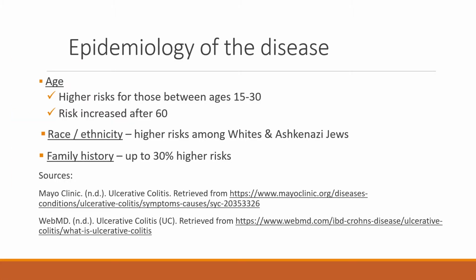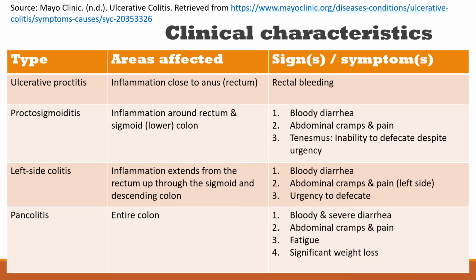The risks for ulcerative colitis are higher for those between ages 15 to 30 and those 60 and above. The risk for ulcerative colitis is also higher for whites and Ashkenazi Jews. Those with a family history of ulcerative colitis have a 30% higher risk of suffering from this disease. These are the 4 common types of ulcerative colitis.